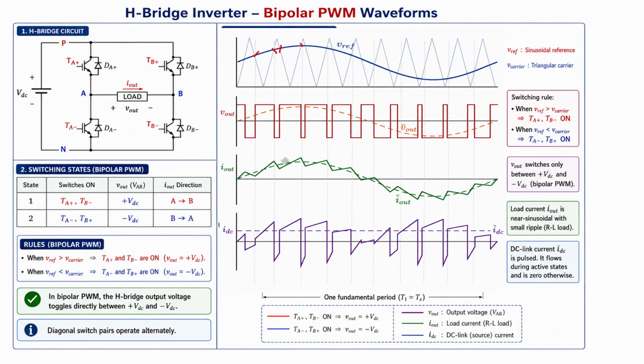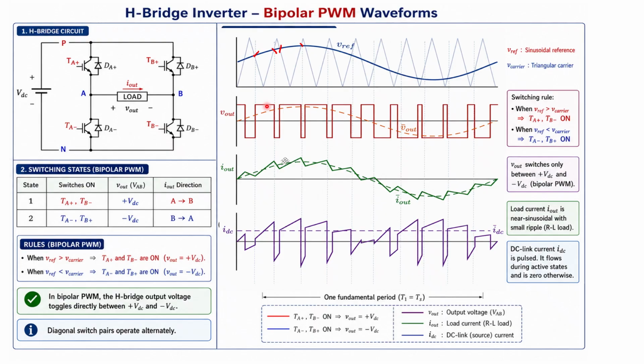At these points, the sinusoidal voltage is greater than your triangular voltage. In this condition, the diagonal pair TA plus and TB minus is turned on. So TA plus and TB minus is turned on. The output voltage is therefore plus VDC. You can see that the output voltage is plus VDC.